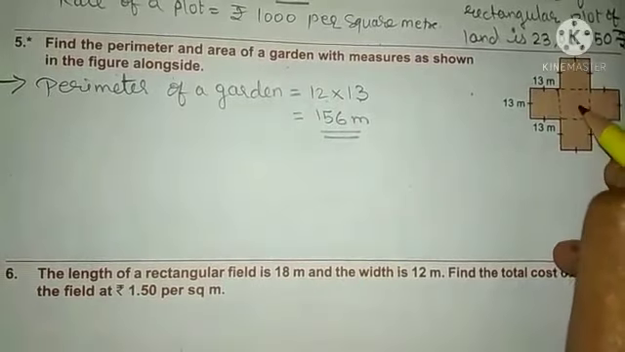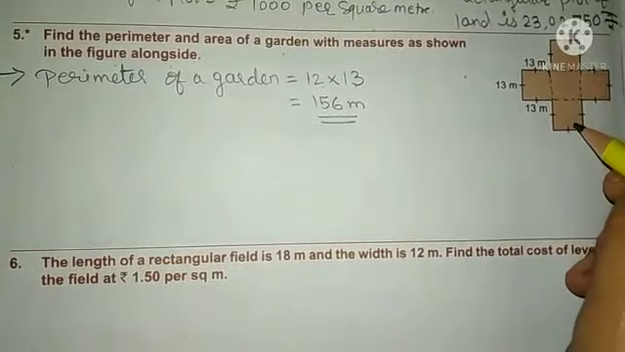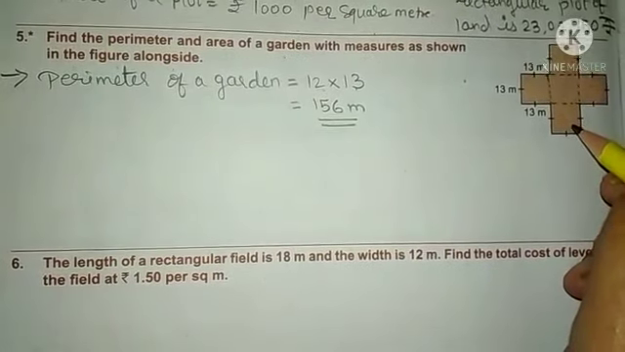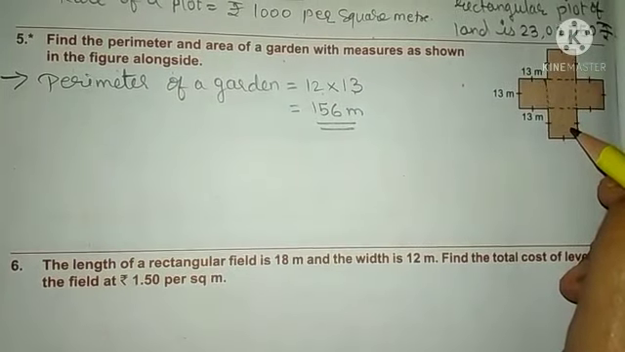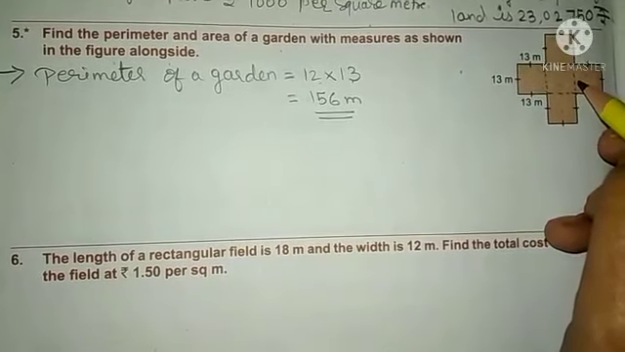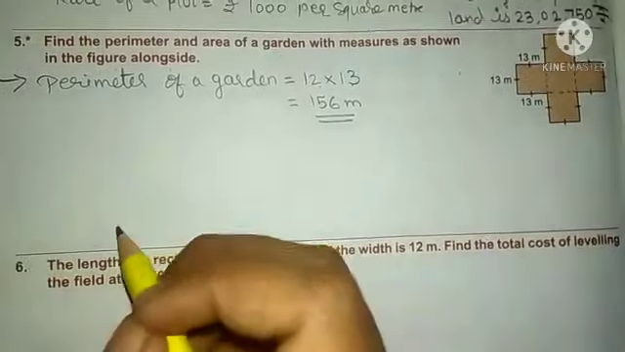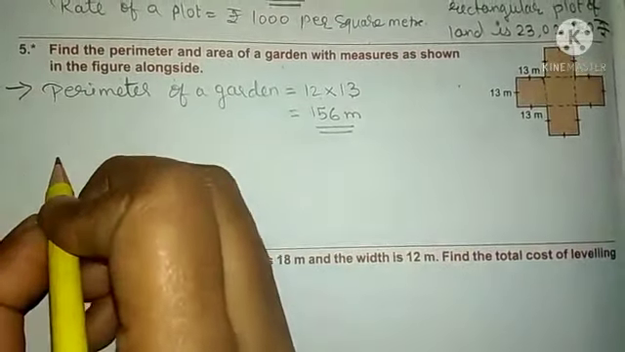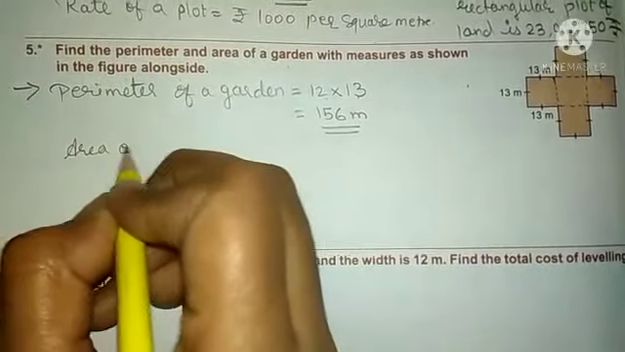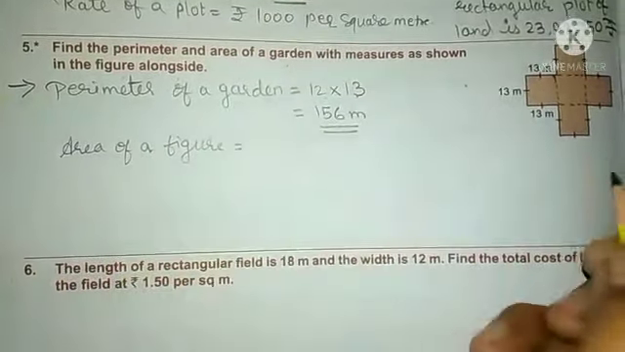Clear? So how many squares are there? 1, 2, 3, 4 and 5. 5 squares are there. Clear, everyone? So we have to find out the area of all the 5 squares. First, we will find out the area of 1 square. Clear? So here we will find out the area of a figure. First we will find out the area of one figure.